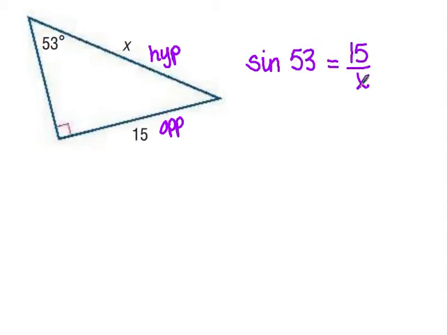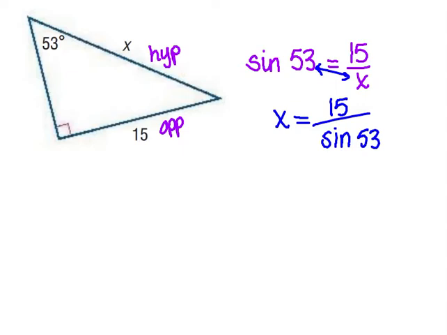Now the question is, how do you solve that with x in the denominator? There is a way. You have to multiply both sides by x and divide. Or if you can get the shortcut down, it'll save you a lot. You just switch those two. X equals 15 divided by sine of 53. It's basically the same. We're just cutting out 2 steps.